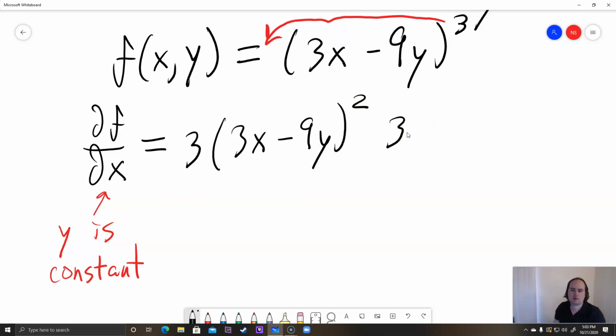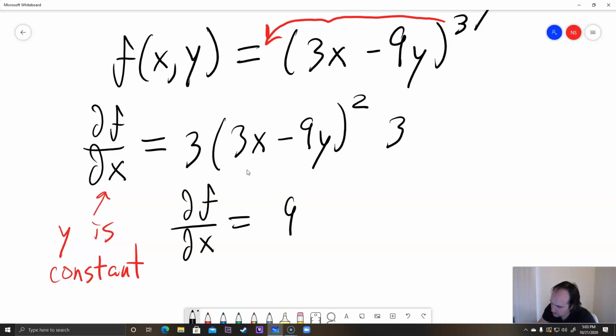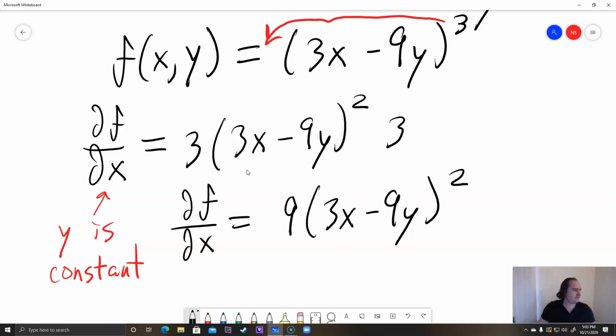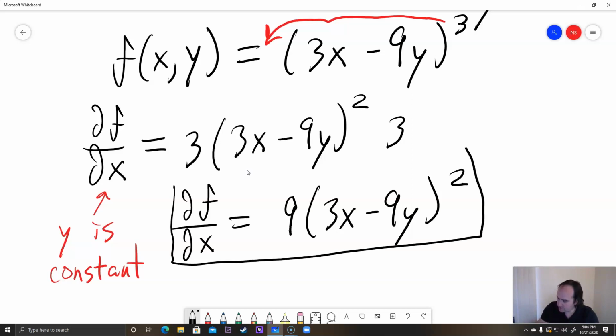So what we can do is we can just multiply these 3's together. 3 times 3 is 9. So we actually get partial f, partial x equals 9 times the quantity 3x minus 9y, quantity squared. And that's how they want you to leave your answer. So there's partial f, partial x.